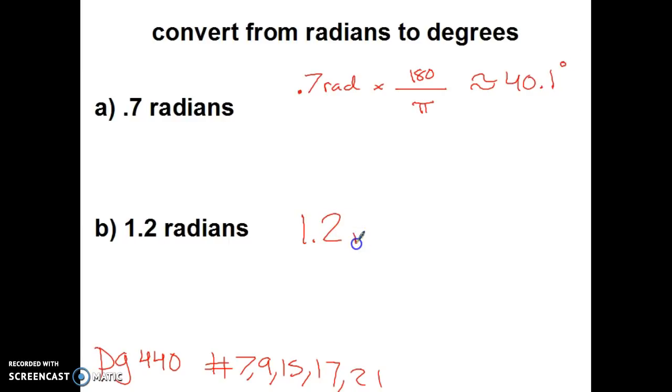I'm going to do the same thing. 1.2 radians times 180 over pi. So 1.2 times 180 divided by pi. So 68.8. Okay? Now remember, the one good thing about watching a video is that you can pause it, and you can always go back and replay it if you're not getting it.